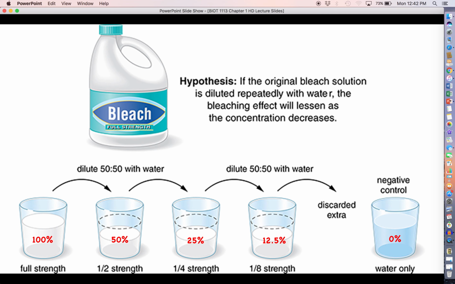And then we keep doing it again. We could go to 12.5%, 6.25%. We could keep doing this over and over and over again. So we basically keep making different concentrations of bleach, and then we do have one negative control in here, and that is 0% bleach. That's basically just pure water. So that is going to act as our negative control here.